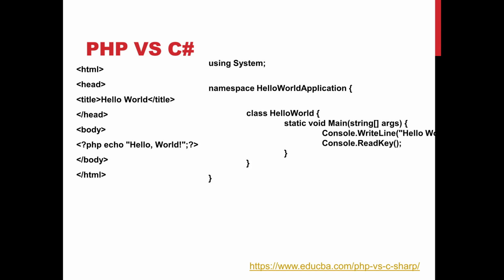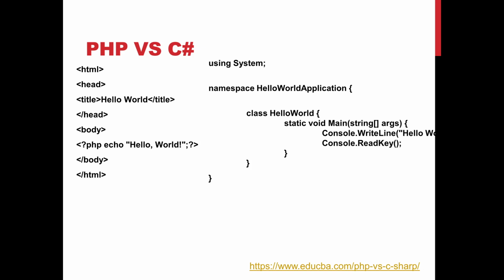So just a little thing to highlight the difference between PHP and C Sharp. Here you have a PHP program on the left, a hello world where you have a web page and you just PHP echo hello world. Whereas in C Sharp, the first line is importing the system library, and then we have a namespace, which you can think of like a directory, a folder for your classes and for code.